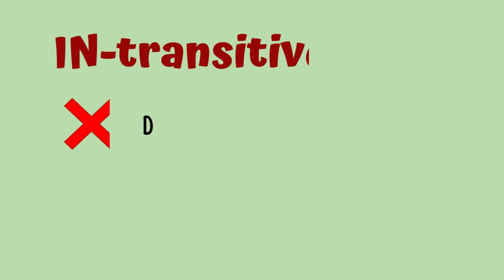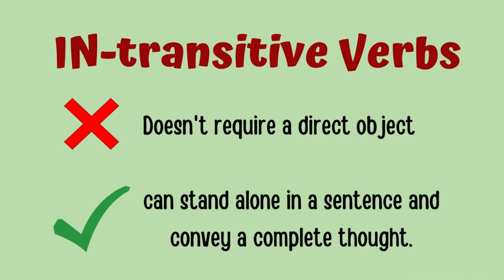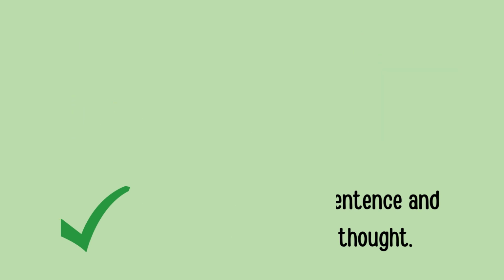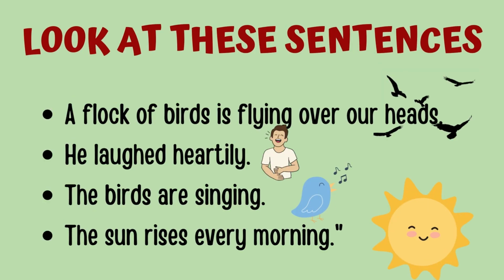So what could be an intransitive verb? Simply a verb that does not require a direct object, and it can stand alone in a sentence and convey a complete thought. We use adverbials, complements sometimes are there, and adjectives are there, but there is no object. Okay. Let's just have a look at these sentences.